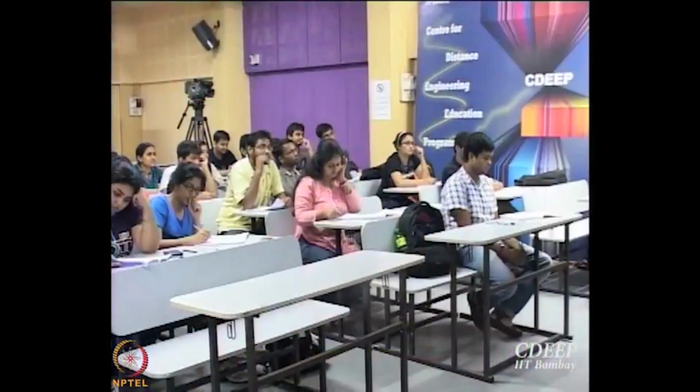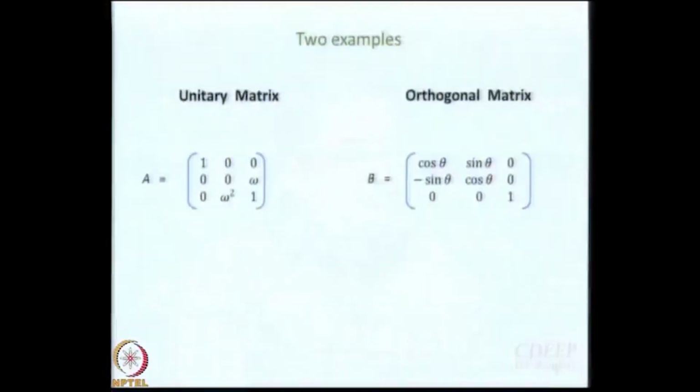What is the complex conjugate of omega? So, Avinash, tell me what is the complex conjugate of omega? Omega square. Very good. So, now work out the adjoint. First one, 1 0 0, that is the first row. What is the second row?